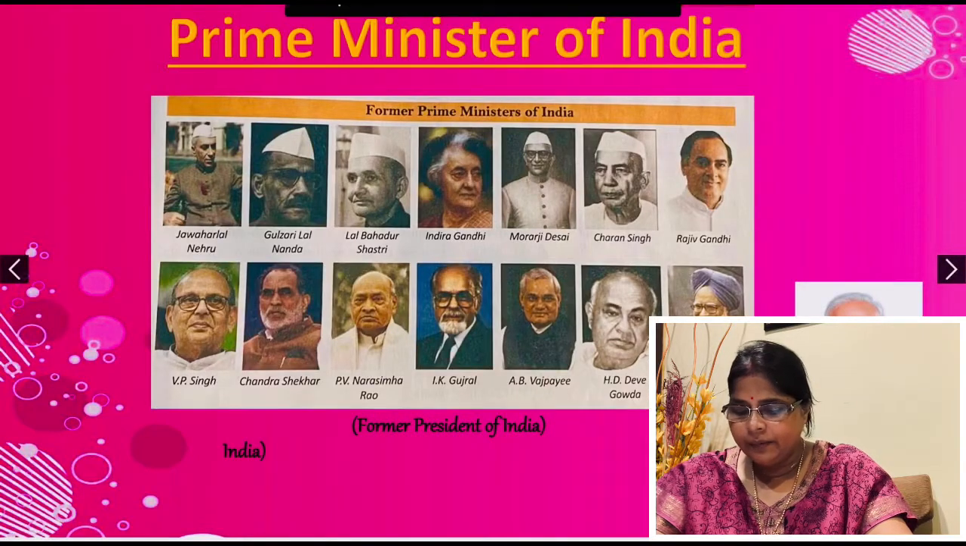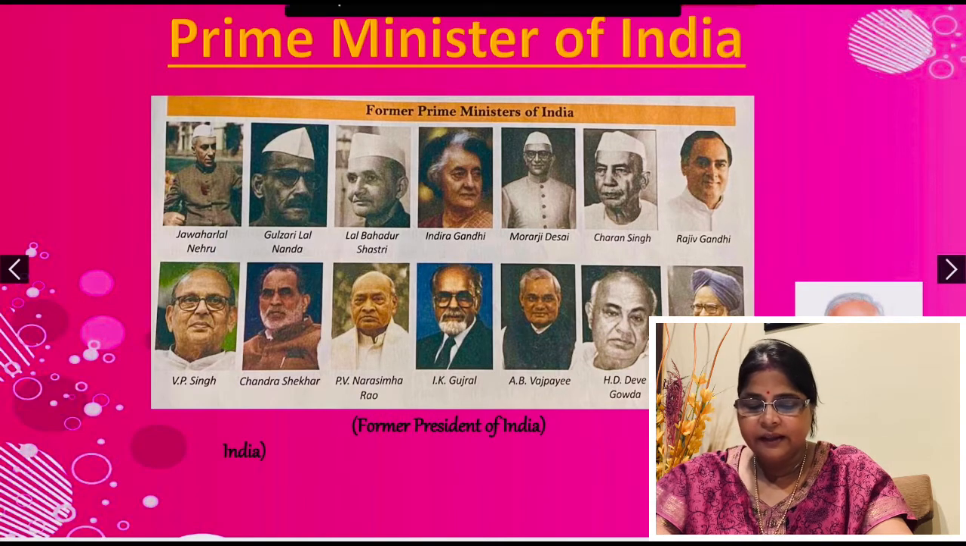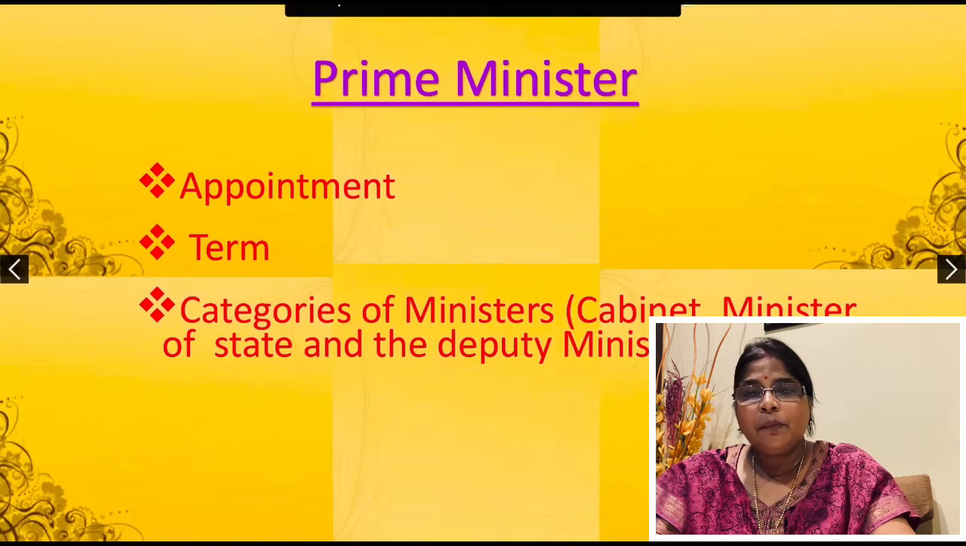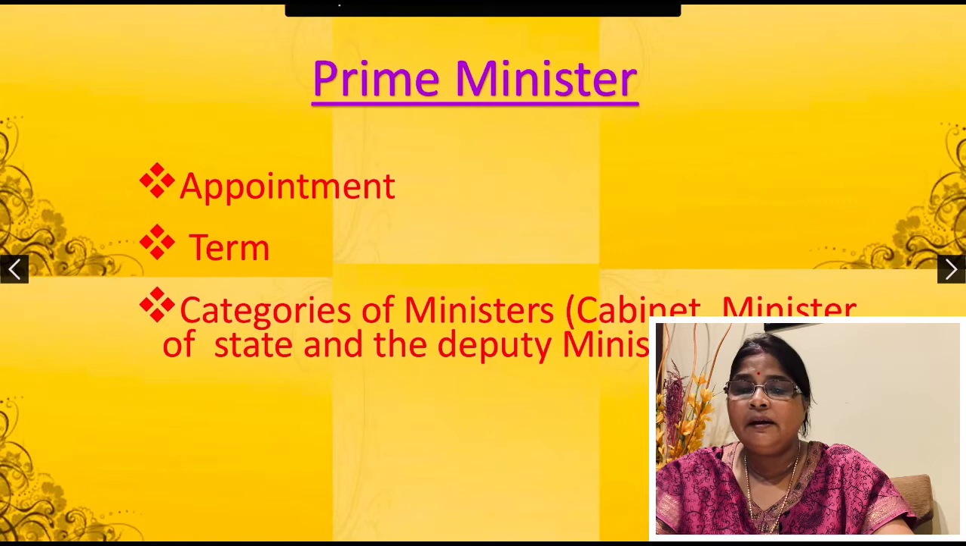There is a printing mistake. In place of Prime Minister, it is written President. Okay, excuse. Now the Prime Minister's appointment. How is the Prime Minister appointed? The Prime Minister is appointed by the President of India, and other ministers are appointed by the President on the advice of the Prime Minister. What is the term of office of the Prime Minister? It is 5 years, if not dissolved earlier.